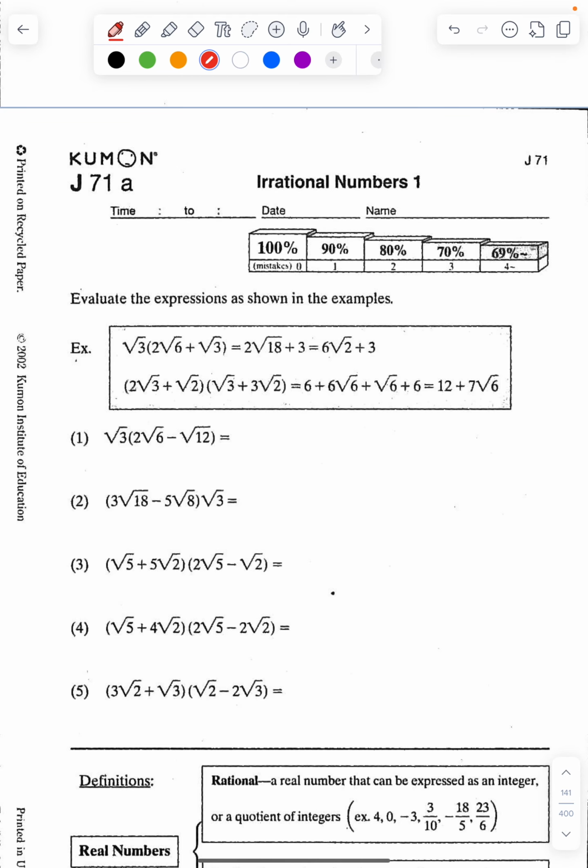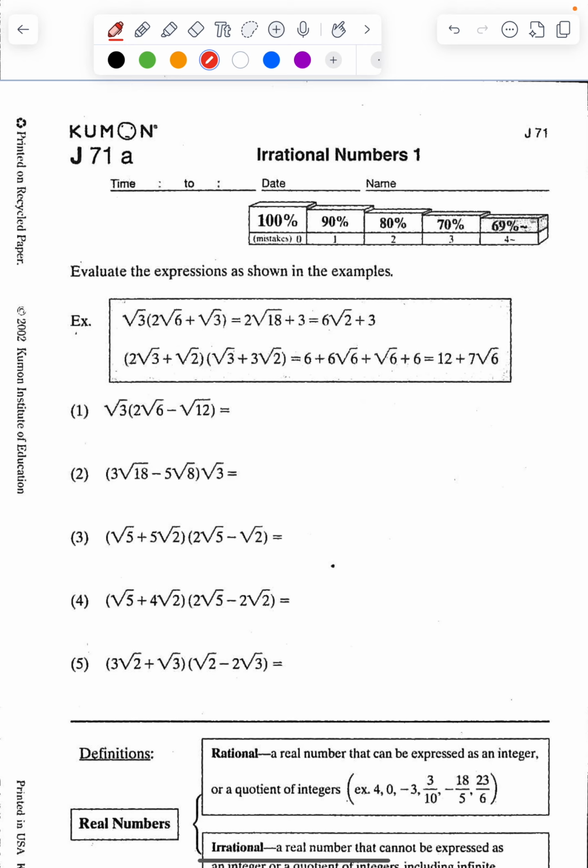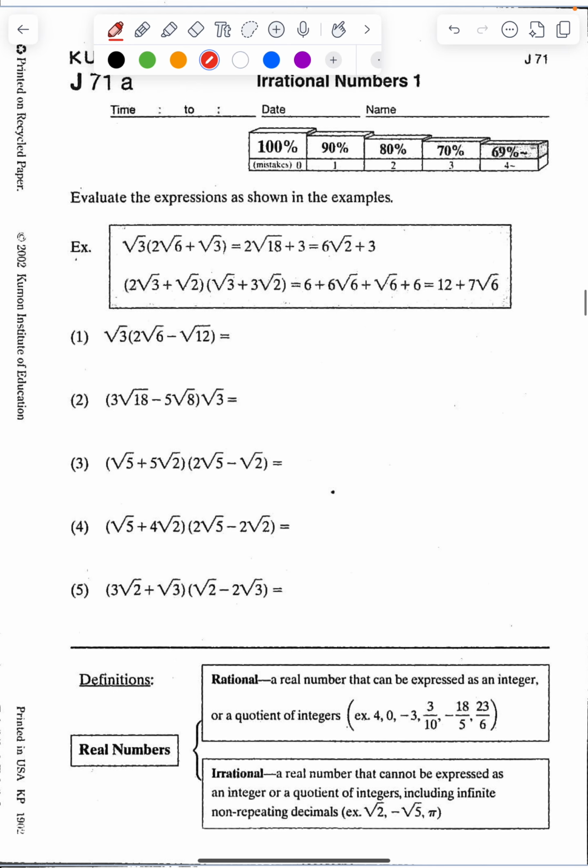So irrational numbers. All right, so irrational numbers, again, back in level I, we kind of touched base on them. In this chapter, however, it gets a little bit complicated, a little bit sophisticated. But anyway, we're going to go through the examples first to see if we can recall some of the rules that we want to apply. So first of all, let's take an example.